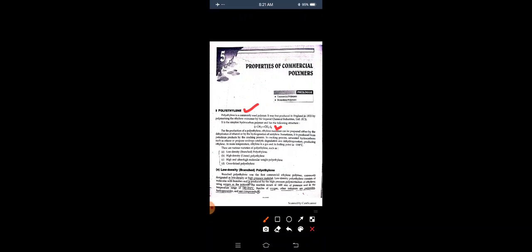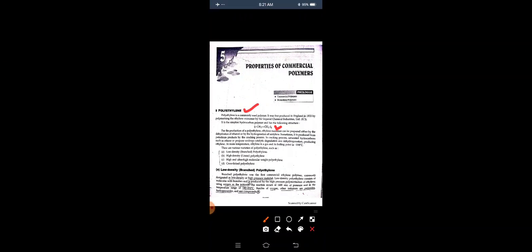There are various varieties of polyethylene. Low density polyethylene, this is the branched. High density polyethylene, this is the linear. High and ultra high molecular weight polyethylene and cross linked polyethylene. At first we discuss low density branched polyethylene. Which ethylene has a branched structure?